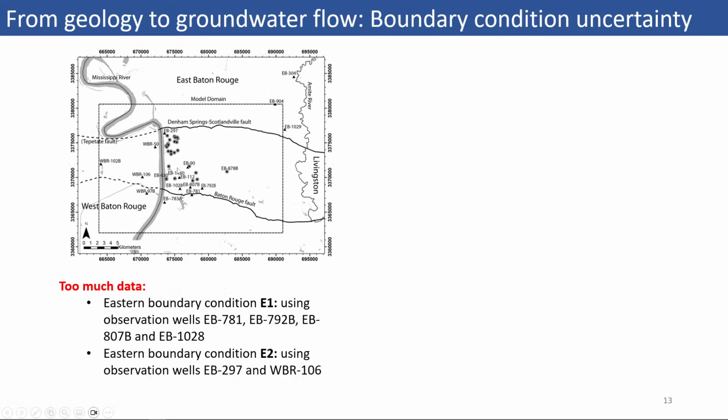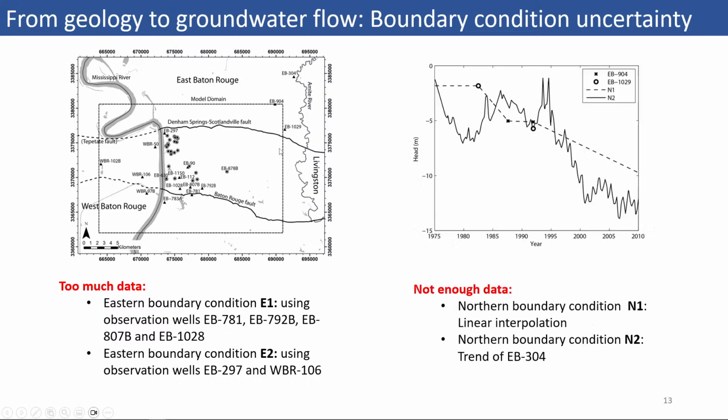What are our other sources of uncertainty? We could be uncertain about the boundary condition. Here, for example, we don't know this boundary condition. So we can create this boundary condition using this group of wells. See this cluster of wells? We call this E1, eastern boundary condition number 1. Or we could create our boundary condition using this cluster of wells. We call this E2. So E2 is based on EP297, East Baton Rouge 297, and this one is based on this cluster of wells. But which one to choose? We don't know.